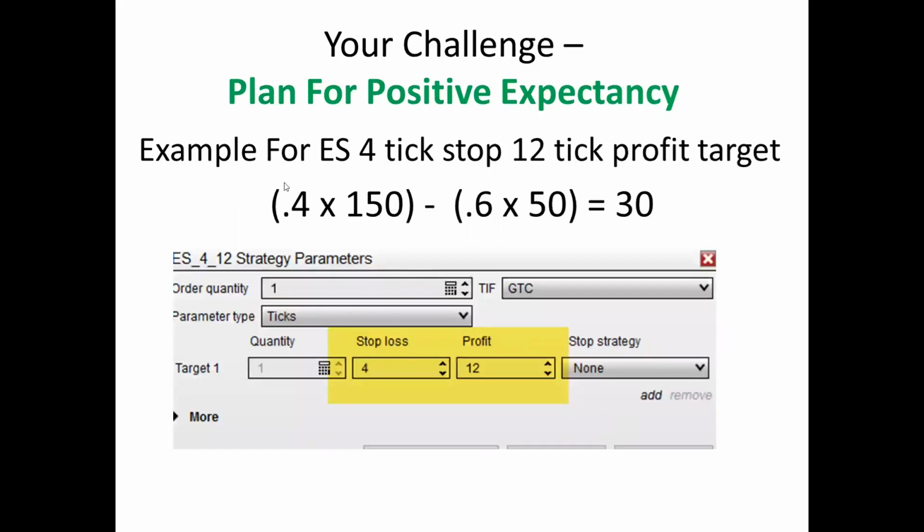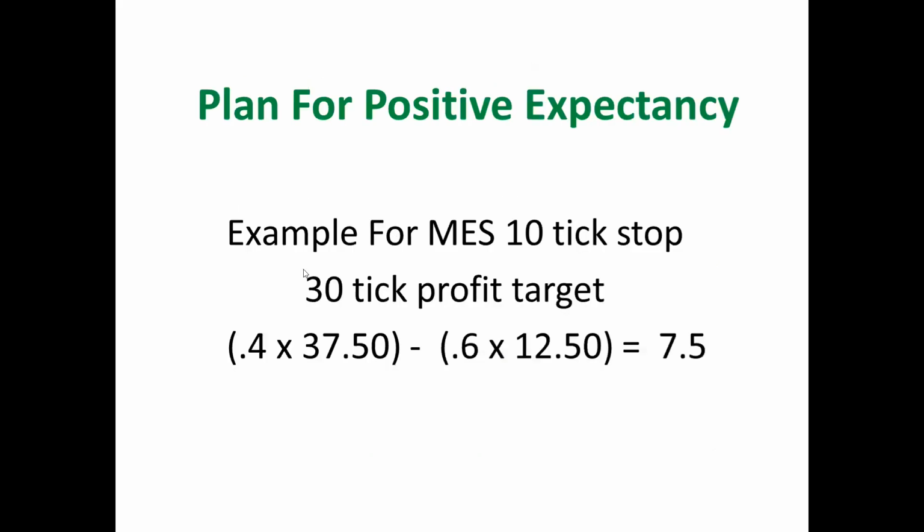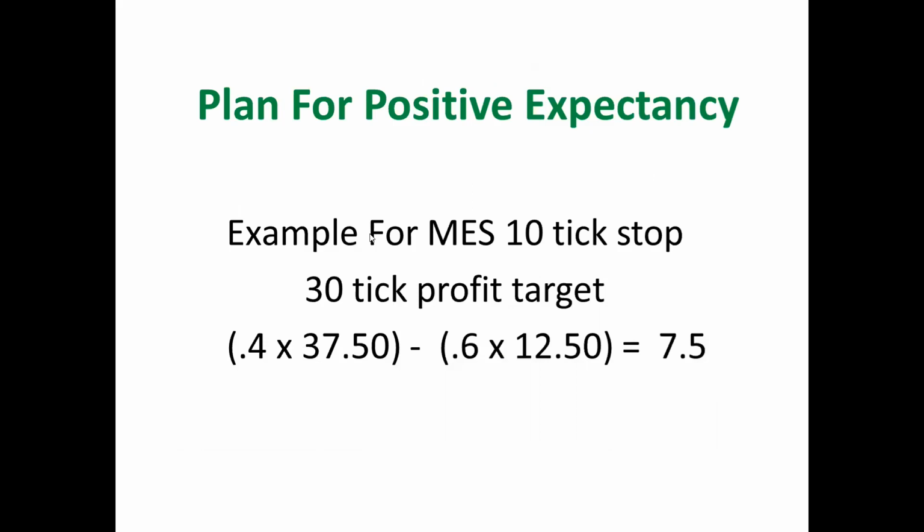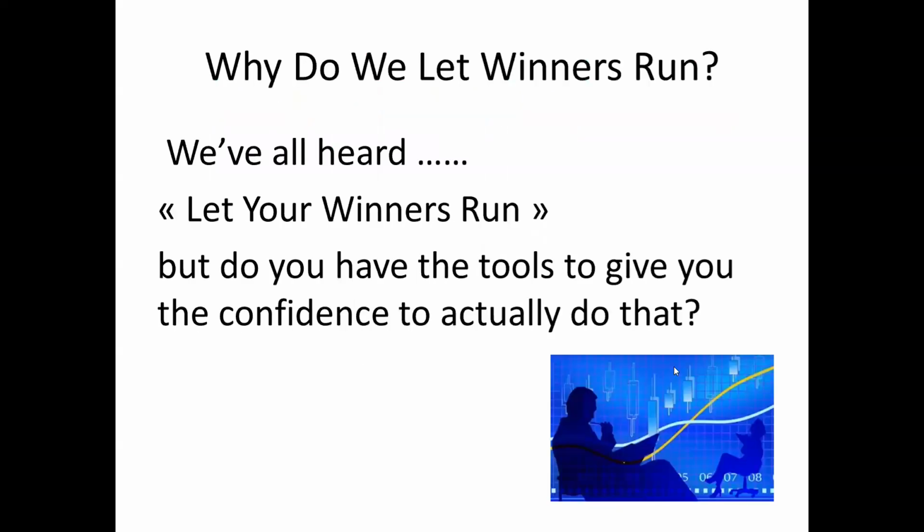All right, so here's an example of setting up the E-mini with a 3-to-1 reward to risk ratio. For example, if you use that with the MES, even if you have 40% winning trades, 60% losing trades, you're still going to make money. See, we've got a 7.5 positive expectancy.